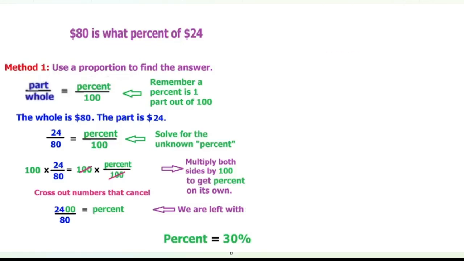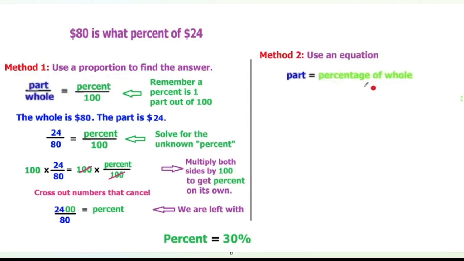Now let's do another method. Method 2: we use an equation to do that calculation. The equation is the part equals the percentage of the whole. We know the part is 24. We know percentage is percent over 100. And we know the whole is 80. Of usually means multiplication, so times 80.